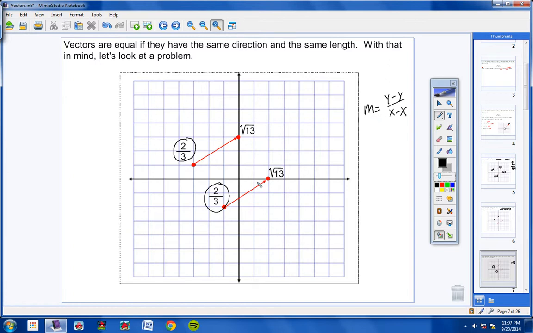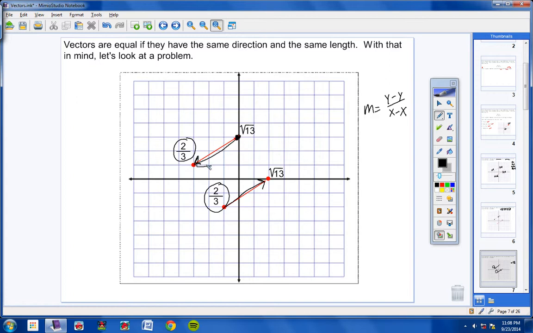Now, here's the catch. Please watch this carefully, students. If the slope of this vector right here was 2/3, and the slope of this vector was 2/3, however, the initial point was here, and the terminal point was down here, in other words, the arrow was down here, do you see that? Then you would say these two vectors are not equal. Now listen to me. Even though they have the same distance and they have the same slope, they're not going the same direction. One is going this direction, here's the arrow, and one is going this direction, here's the arrow.